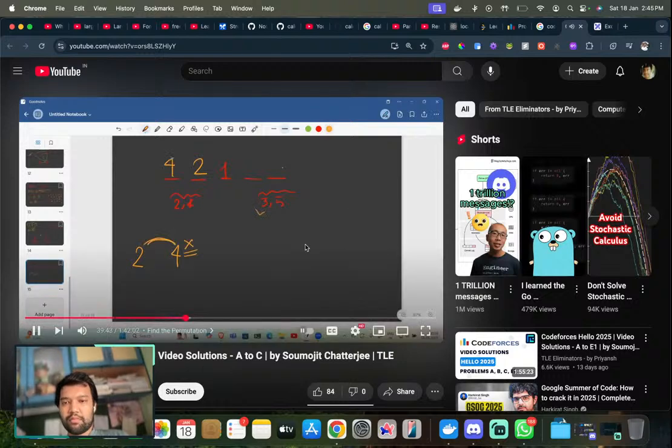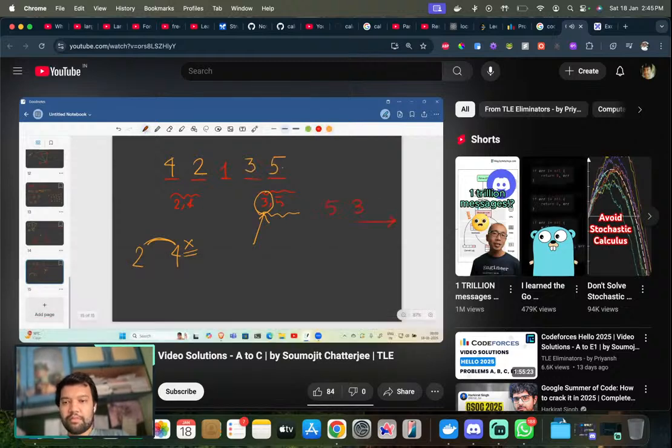Similarly, by the exact same logic, if you look at 3 and 5, take the minimum element, 3 must have come to the left side of 5, right? If 5 would have come before 3, then at the right of 3, that 3 must have come.